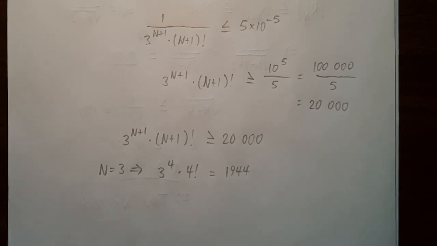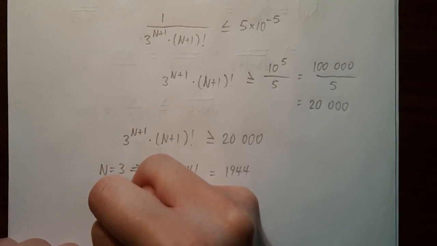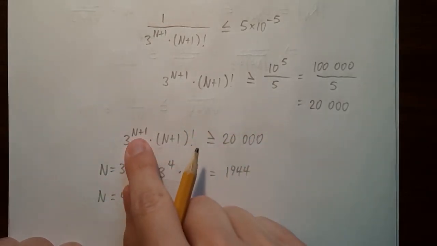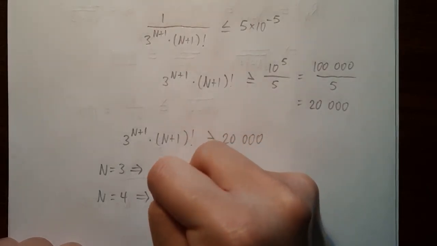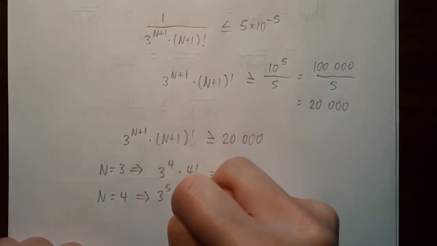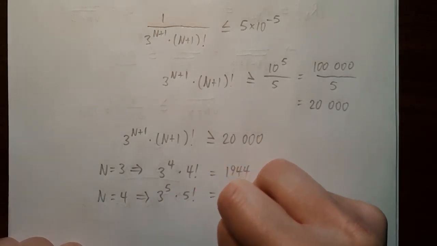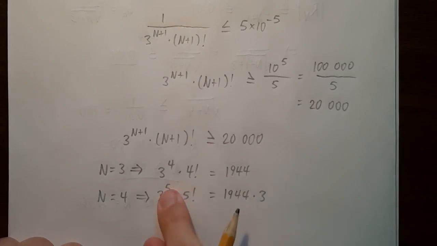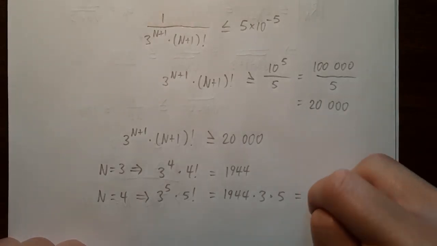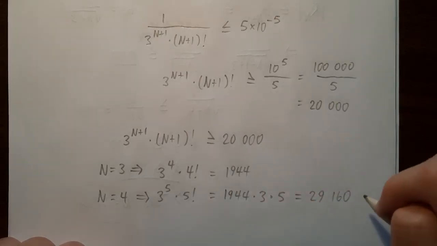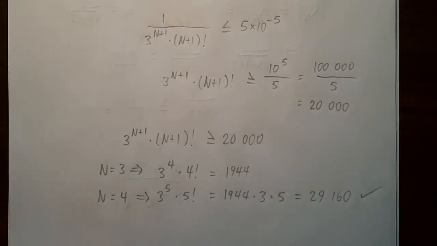Well, okay, so I guess we'd better go bigger. So maybe I'll do one more step. So n equals 4 then. In that case, plug it in. I'm going to hit 3 to the 5 power, because we have n plus 1s. 3 to the 5 times 5 factorial. Which is ultimately going to be 1944 times an extra copy of 3 times an extra 5. So this thing times 15. And turns out what you get in that case is 29,160. And now we've met our threshold.